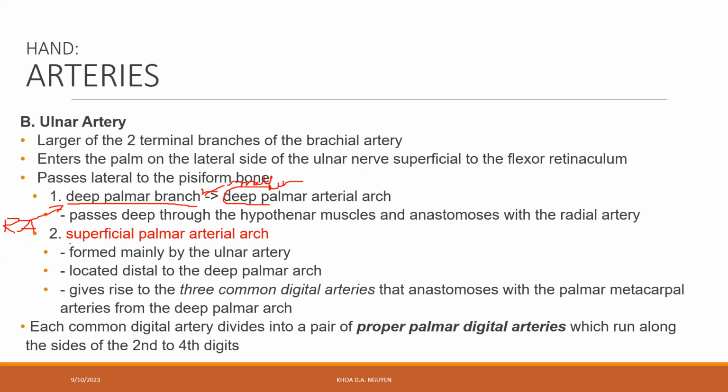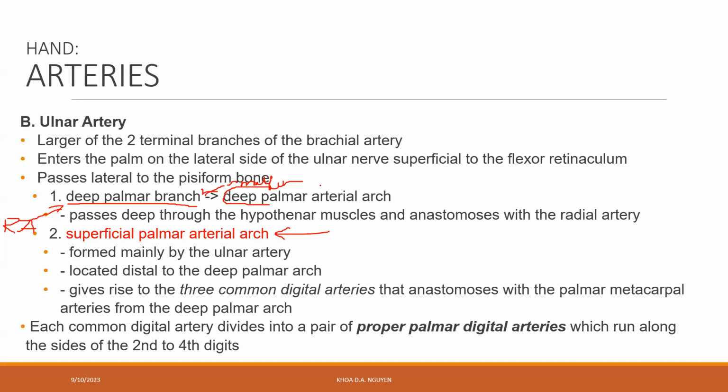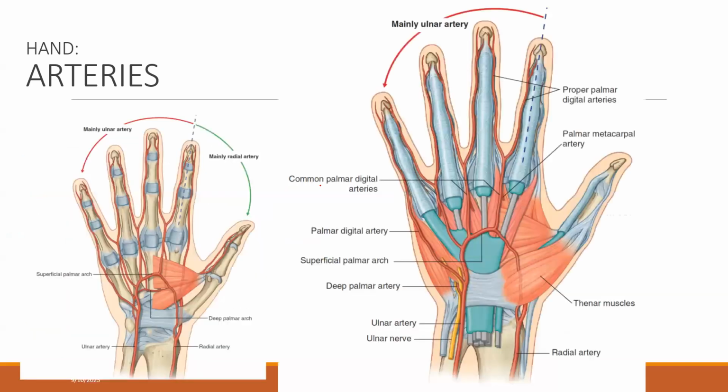So now, next up, the second one is the superficial palmar arterial arch. And this is the main contribution to the superficial palmar arch. And then, if you still remember in the radial artery, you have the superficial palmar branch, which is the smaller branch that completes the superficial palmar arch. So now, let us see every single thing that we have just said in the form of pictures, okay?